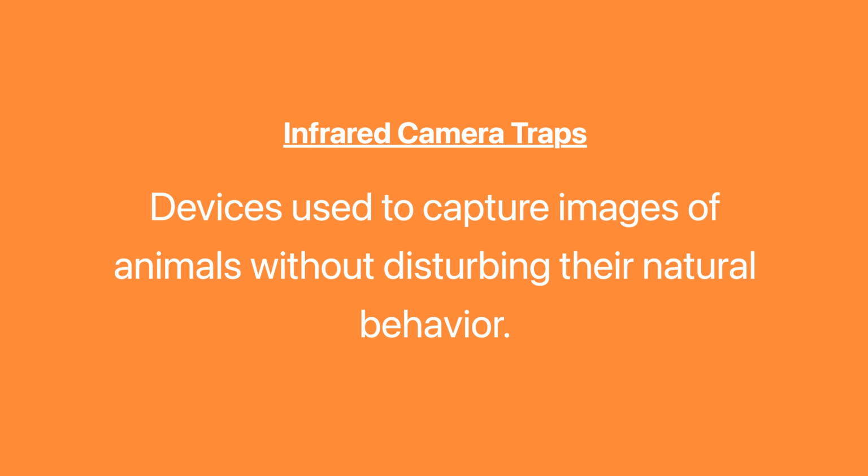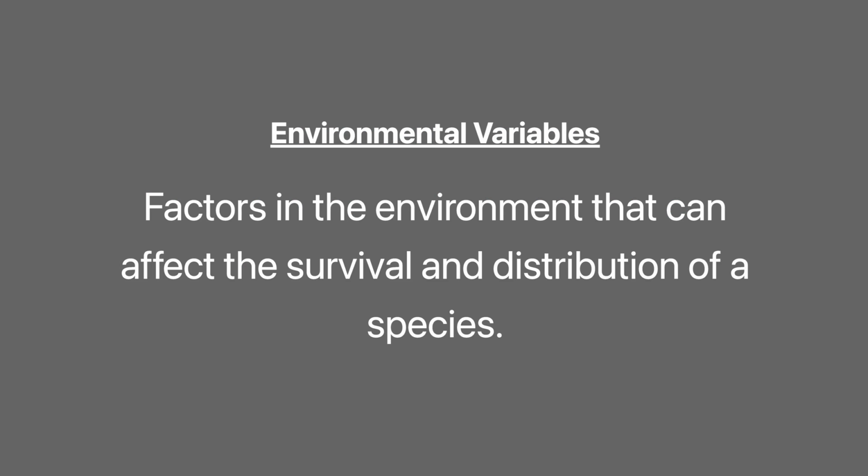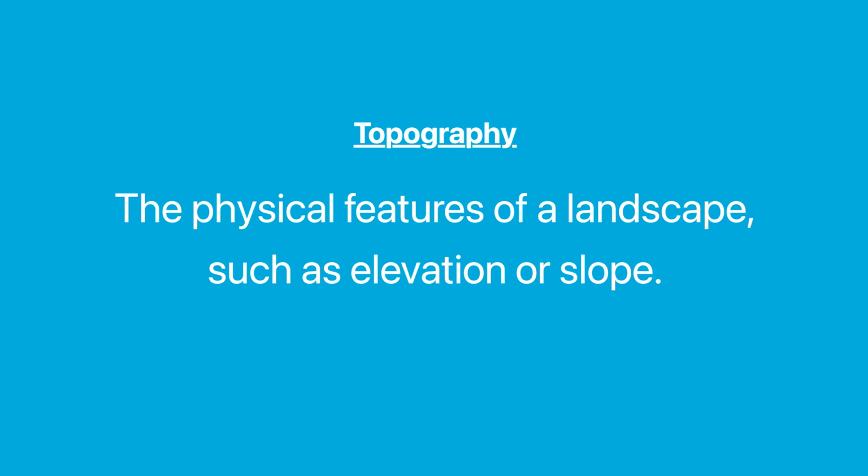Human disturbance: the impact of human activities, such as logging or construction, on natural habitats and ecosystems. Infrared camera traps: devices used to capture images of animals without disturbing their natural behavior. Population dynamics: the changes in size and structure of a population over time. Environmental variables: factors in the environment that can affect the survival and distribution of a species.